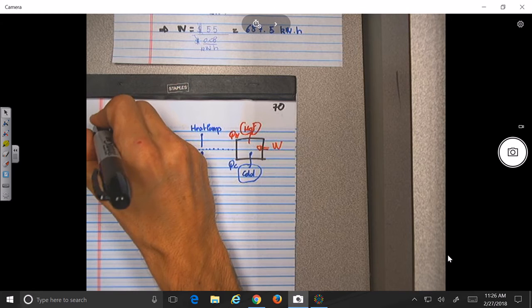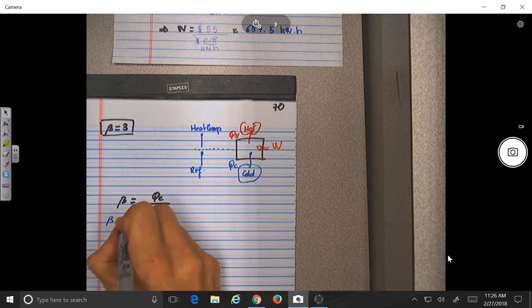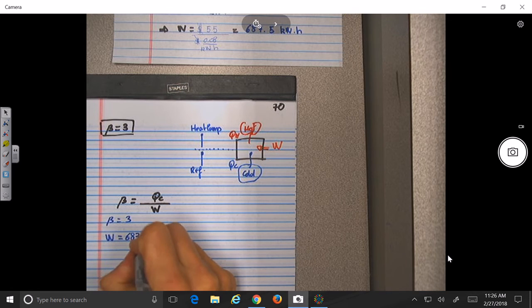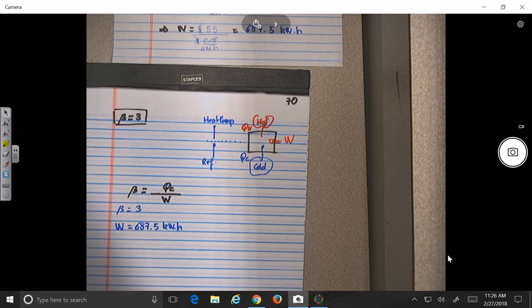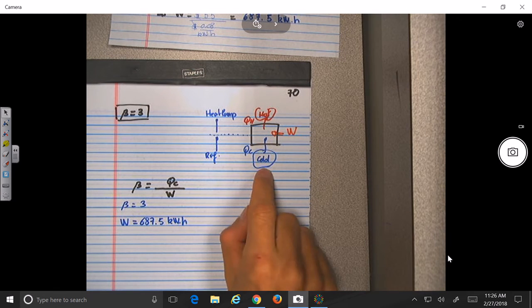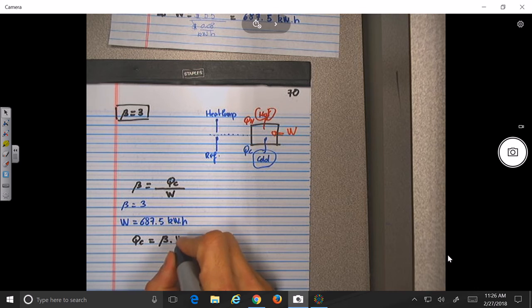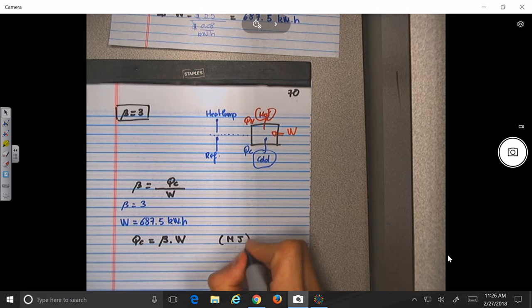We know beta is 3. Okay, so we know beta is 3. And this was equal to what? 687.5 kilowatt hours. So let's see. So how much cold or how much heat can we remove from the system? Will be QC. So then we'll have here QC is equal to what? It's beta times W. Okay? And they ask us to find the result in megajoules.